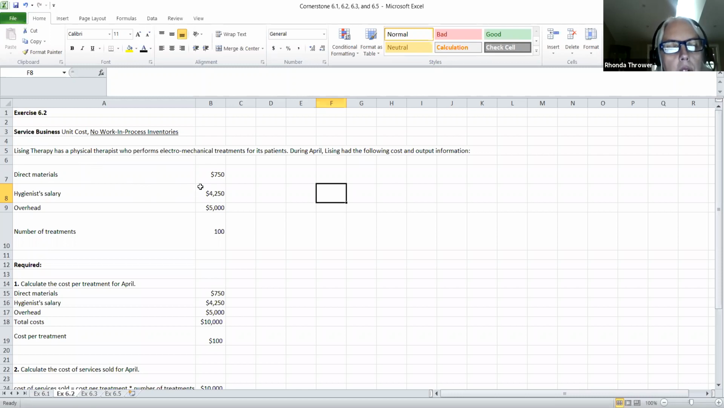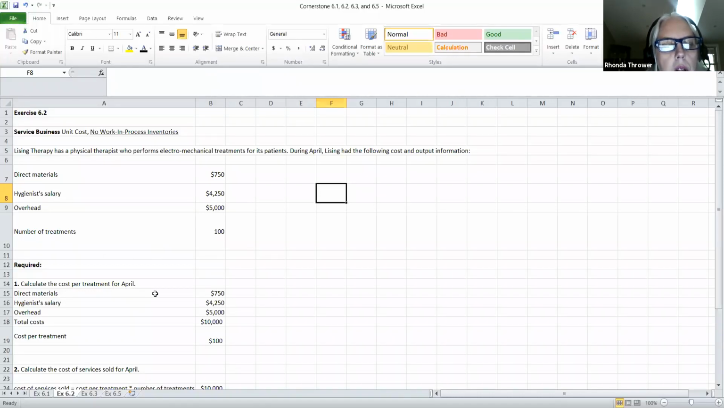What they did have during the month was some materials costs that they had incurred of $750,000. The hygienist salary also cost them some money, and they had some overhead that they had incurred for this particular type of service business. They told you each one of these costs, and they also told you the number of treatments. So what they wanted you to do in this problem is to calculate the cost per treatment for April.